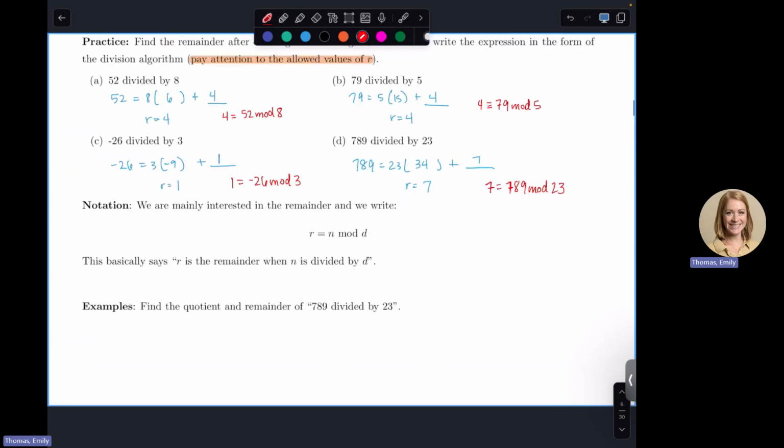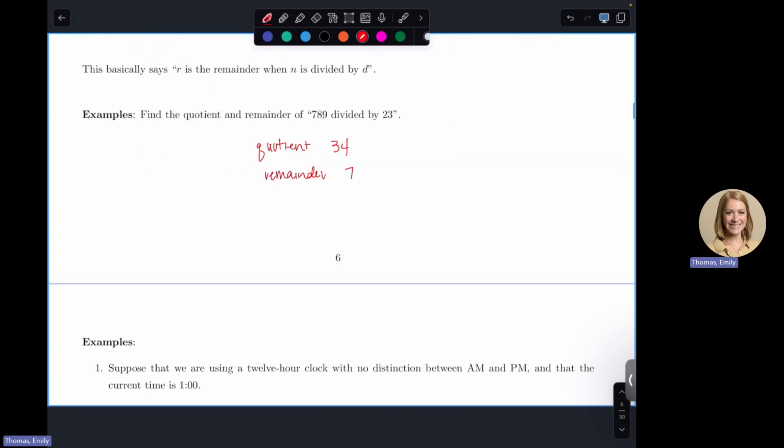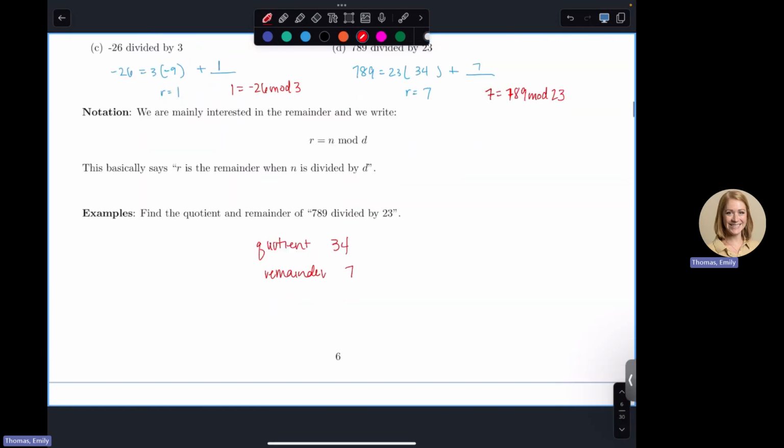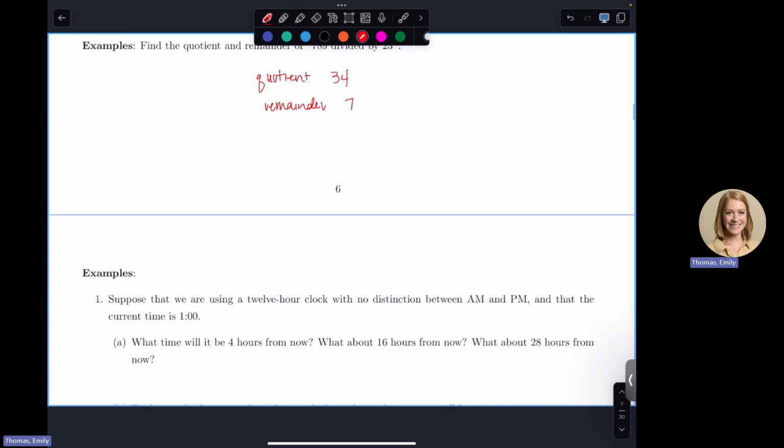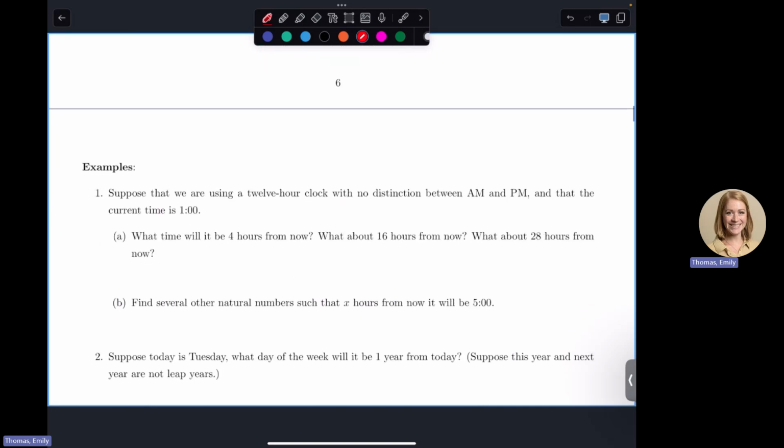Okay. R is the remainder when n is divided by d, 789 divided by 23. The quotient was 34, and the remainder is 7. All right. Y'all, we are moving. We're doing so good.